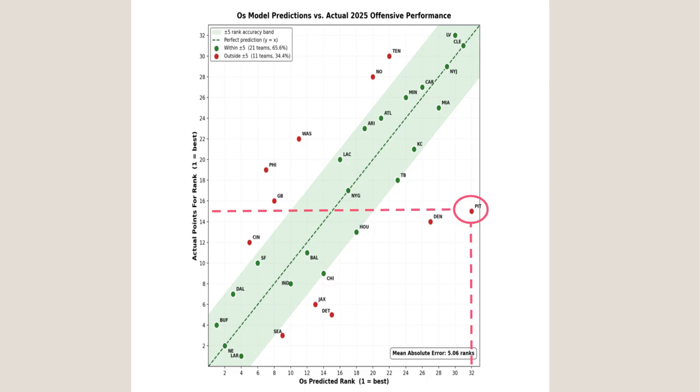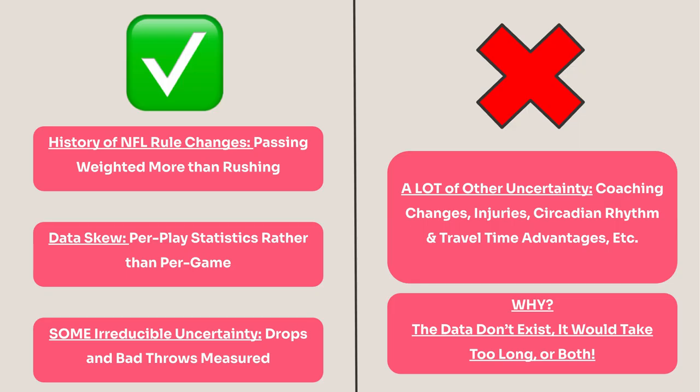Used this way, the O sub S model's misses aren't errors, they're warning signals for unsustainable offenses. For coordinators, this could be what it takes to convince them to start that exciting young rookie earlier in the offseason. To summarize, my model accounts for the pass-first era of NFL offense, the data skew of per-game models, and measurable human error. It doesn't account for opponent strength, weather, coaching changes, or injuries. That data is either unavailable or beyond this project's scope.